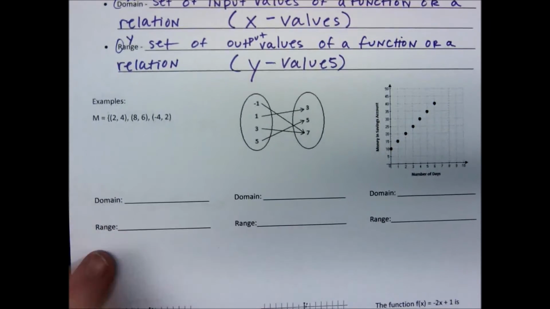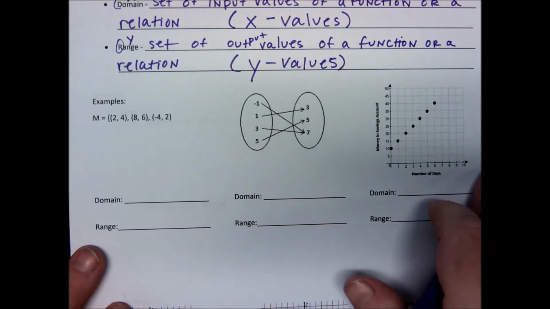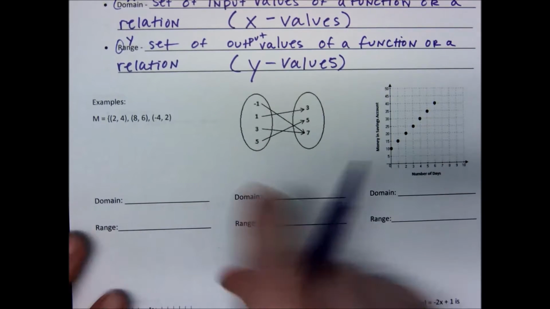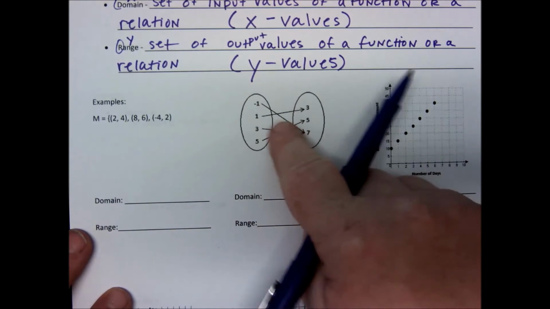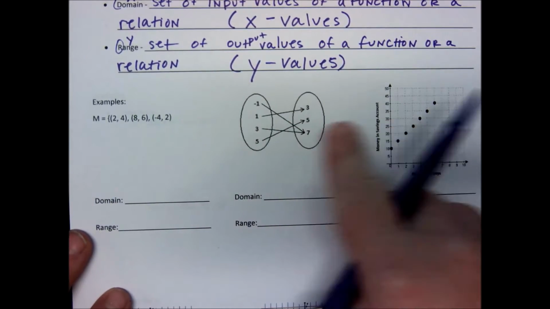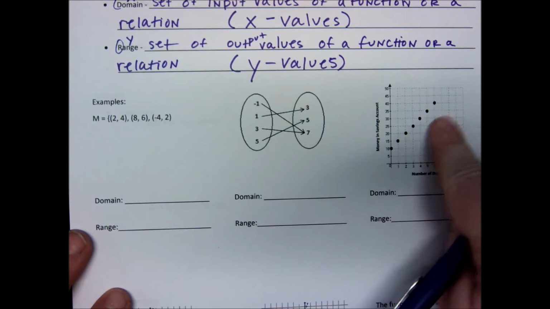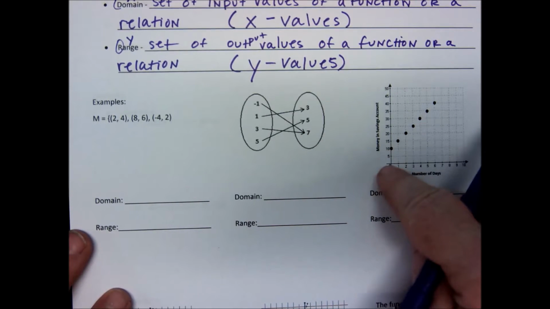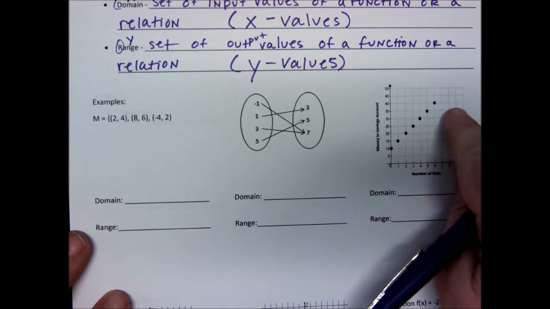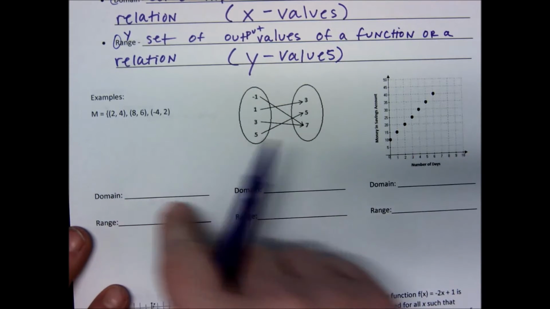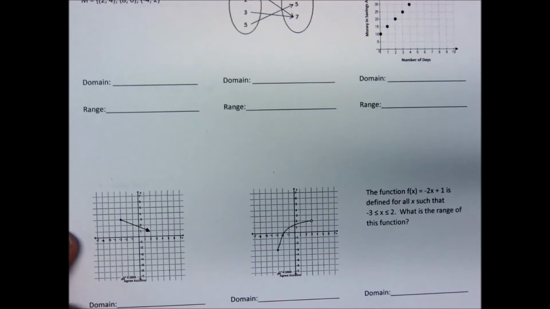So let's look at a few examples. On these first three examples, I have lists of numbers. This is a set of points where each number is listed out. This is a mapping where each number is listed out. This is a graph with individual dots, a discrete graph. So these are points listed out. So my domain and range looks a little bit different versus the ones at the bottom.